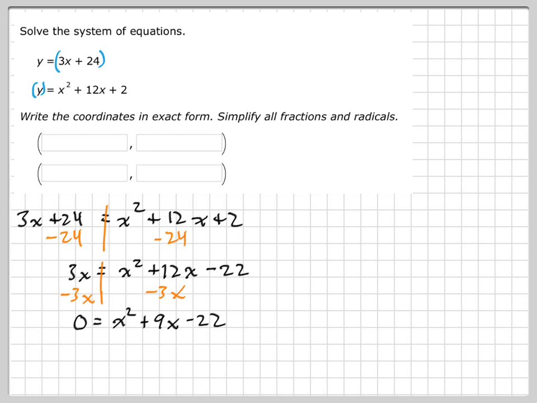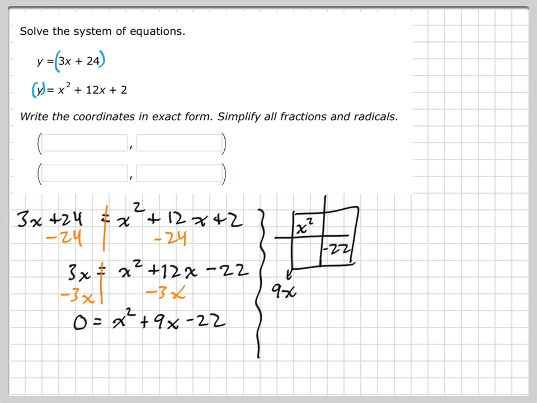All right, now there's 3 different ways we can solve this. You can choose whichever way you want. Choose the way that you think is the most understandable, the way that you think is the easiest. I'm going to start with the zero product property. To do the zero product property, I have to factor. So I start by setting it up. I got the x squared in there, the 9x, and the negative 22.